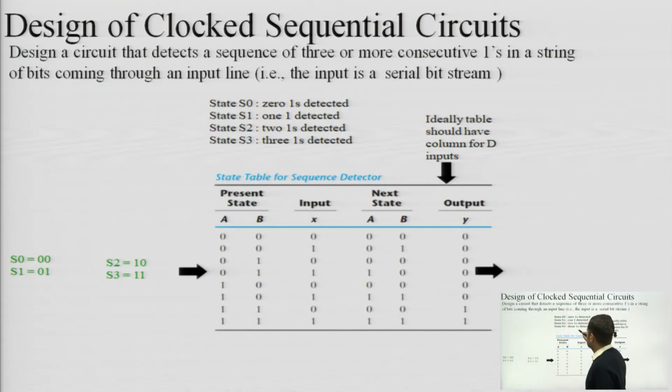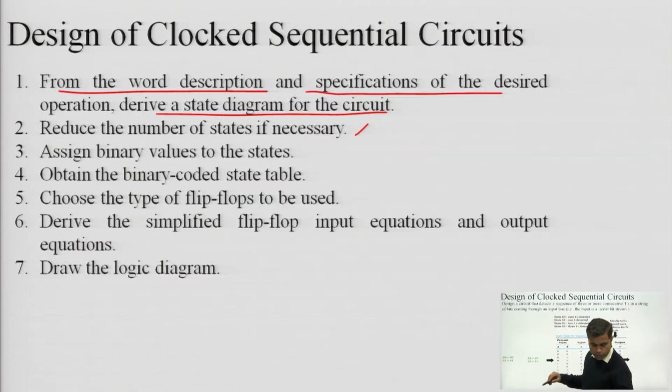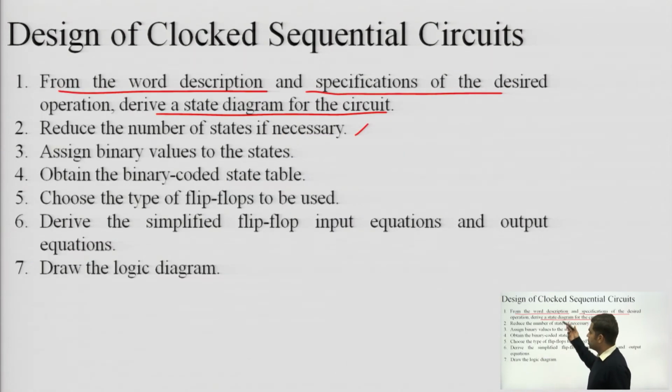Okay. Then assign binary values to the states. Assigning binary values means that initially we will be preparing the state diagram in the form of S0, S1, S2, S3. Then we have to assign binary values. S0 will be equal to 00, S1 is equal to 01, and so on. So we have to assign the binary values to the states and then obtain the binary coded state table.